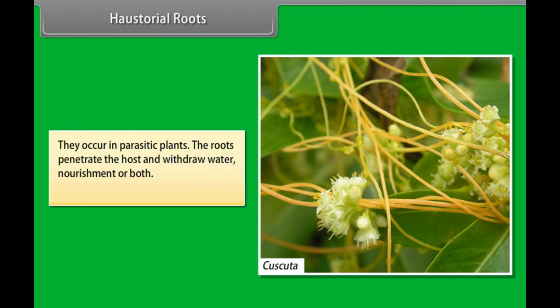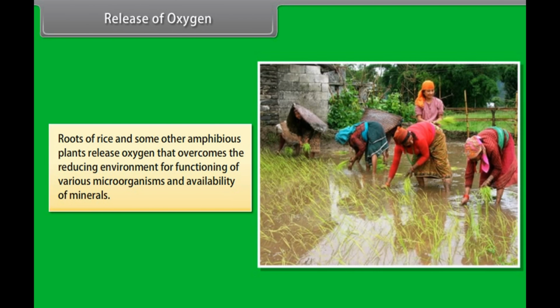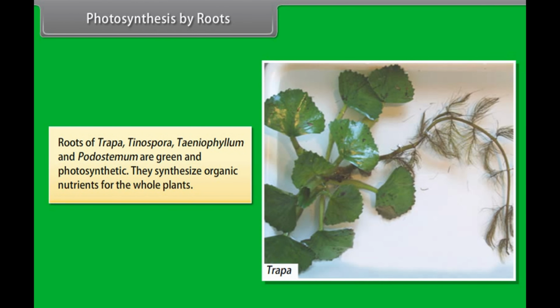Haustorial roots: they occur in parasitic plants. The roots penetrate the host and withdraw water, nourishment or both. Examples: Cuscuta, Viscum. Release of oxygen: roots of rice and some other amphibious plants release oxygen that overcomes the reducing environment for functioning of various microorganisms and availability of minerals. Photosynthesis by roots: roots of Trapa, Tinospora, Taeniophyllum and Podostemum are green and photosynthetic. They synthesize organic nutrients for the whole plants.